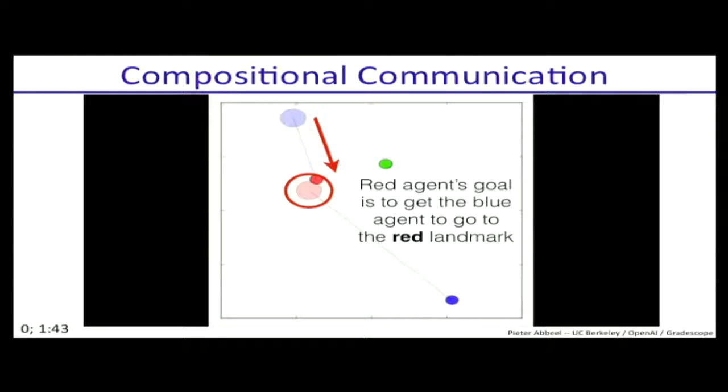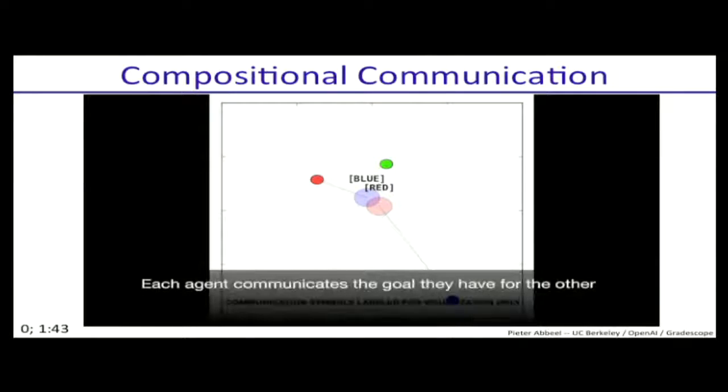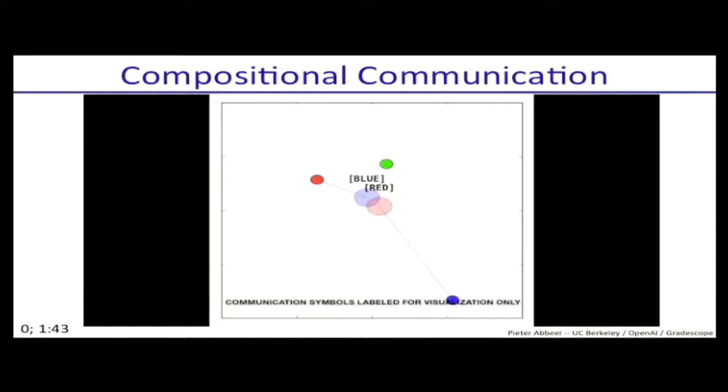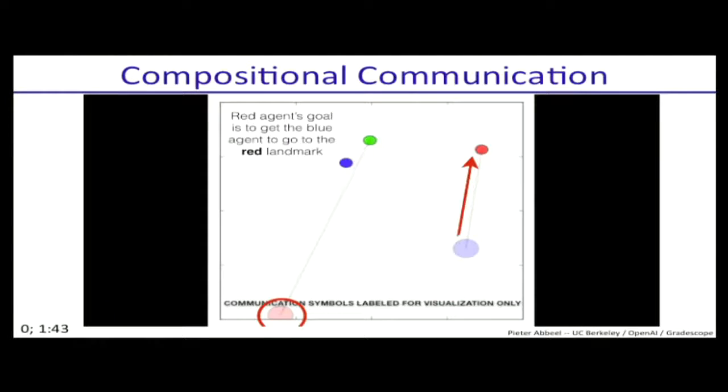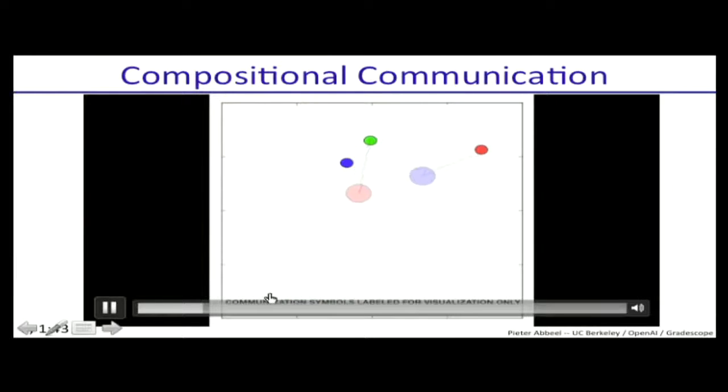Here we're describing the goals of the different agents. Actually, the small ones are the landmarks. Then here again, actually, let me skip forward to 143. Here.